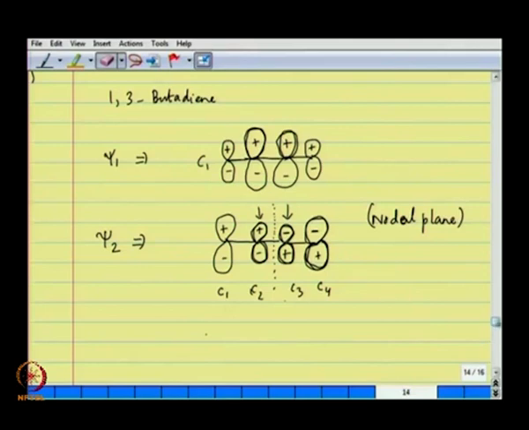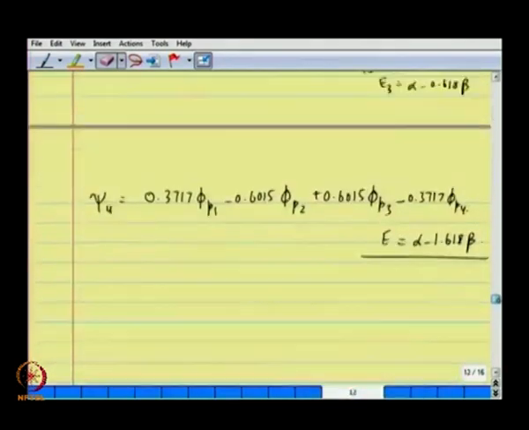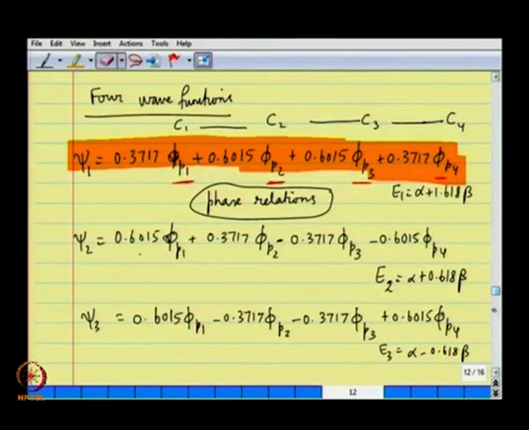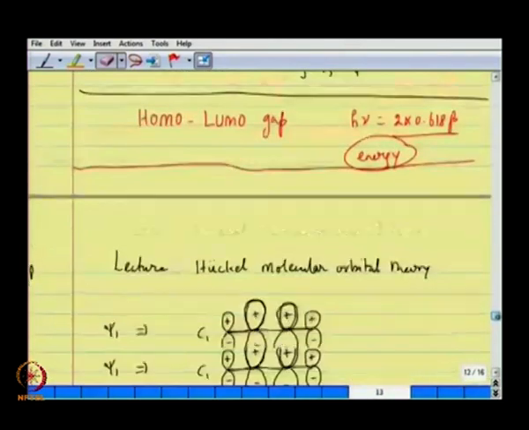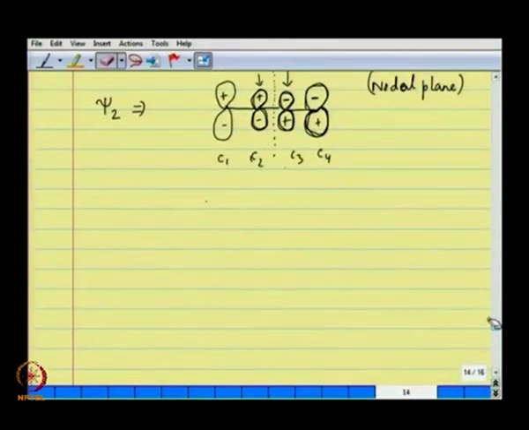What about psi 3? Psi 3 has again 1 and 4 larger, so it is the same picture, but 2 and 3 negative. So, all that we need to do for psi 3, 1 and 4 larger, 2 and 3 smaller.